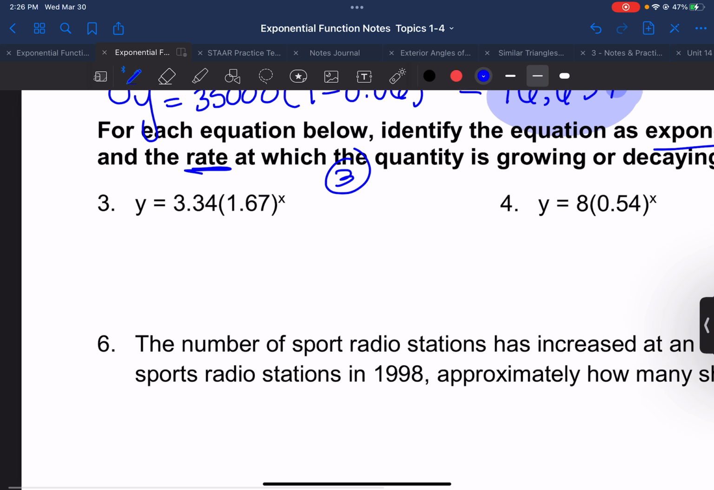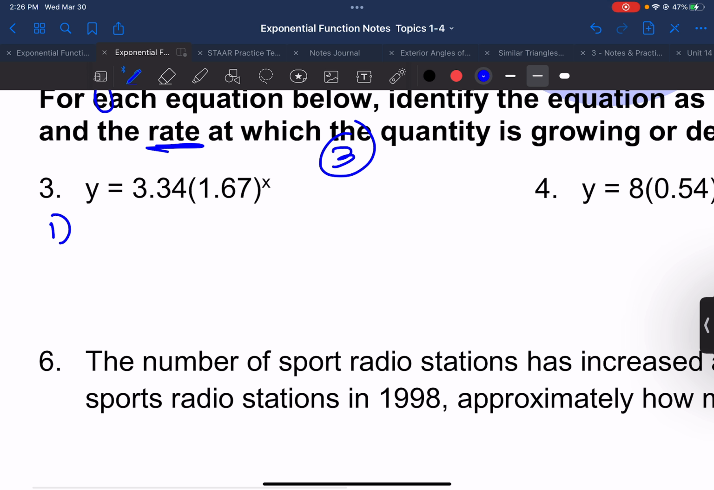All right, so here we go. Step 1, is this growth or decay? Here's how we know. If this value, where the x is, right under it, is greater than 1, it's a growth. If it's less than 1, then it's decay. So we know it's a growth, right?